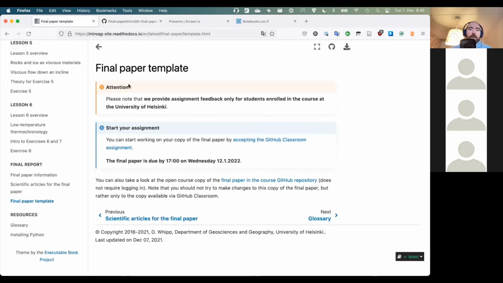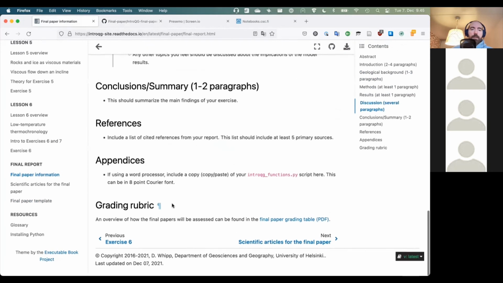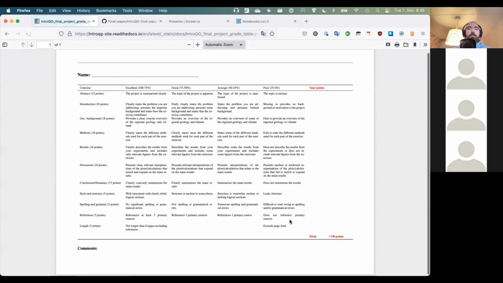The one other thing I wanted to note about the final paper is that down at the very bottom, there's a link for the grading rubric. This is the grading table that's used, so you can click on that link and see what each section of the paper will be scored on. That might be useful when you're writing, to figure out how much each section is worth and where to put your efforts to make sure you get as many points as you would like on the final paper.